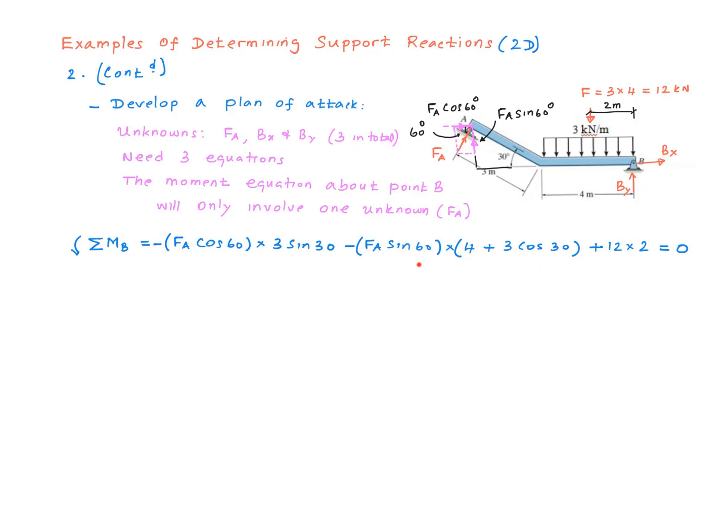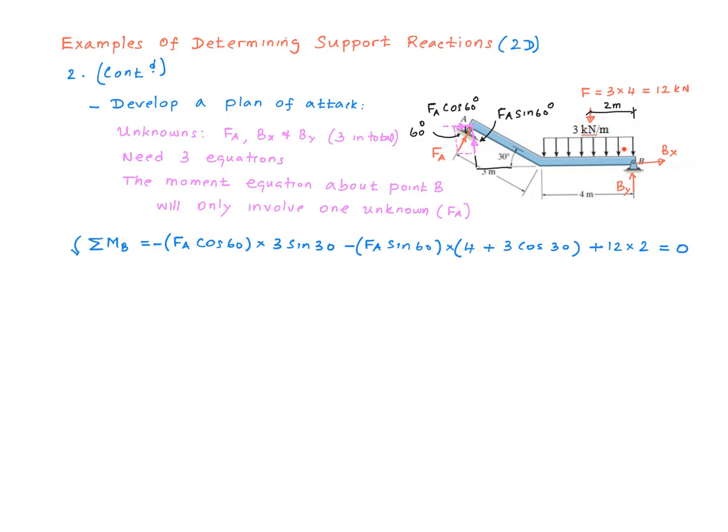The term associated with FA sine 60 is over here. So the force is FA sine 60, and the perpendicular distance, the line of action, is from here all the way to here. So that will be 4 plus 3 cosine 30. So once again, here's your line of action, right? And this is the perpendicular distance, and that perpendicular distance will be 4 plus this distance, which is 3 cosine 30. And this too will produce a clockwise moment, and therefore I have a negative sign in front of that.